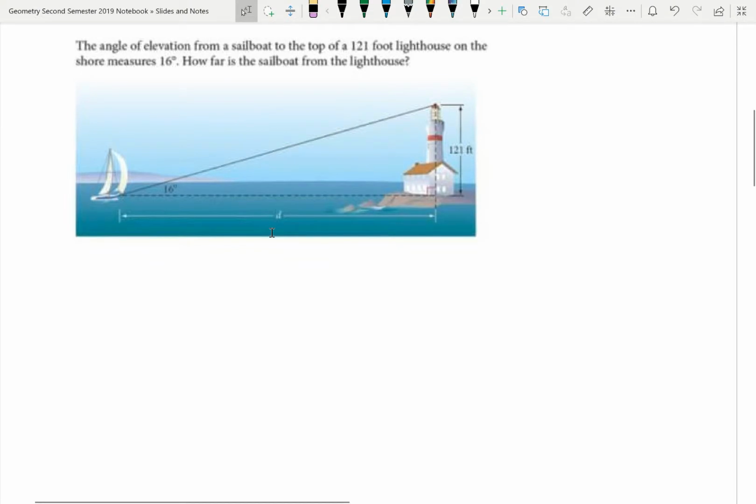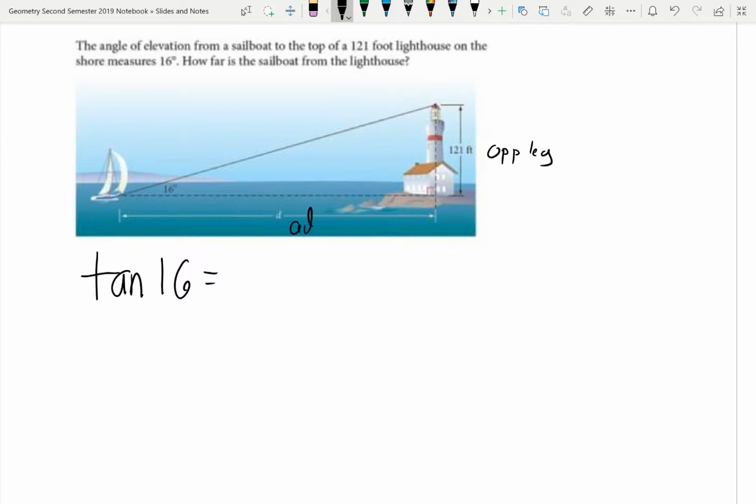So the angle of elevation from a sailboat to the top of a 121-foot lighthouse on the shore measures 16 degrees. How far is the sailboat from the lighthouse? In this case, I'm going to use tangent of that angle, because that's equal to the opposite leg over the adjacent leg. So that's going to be 121 over d.